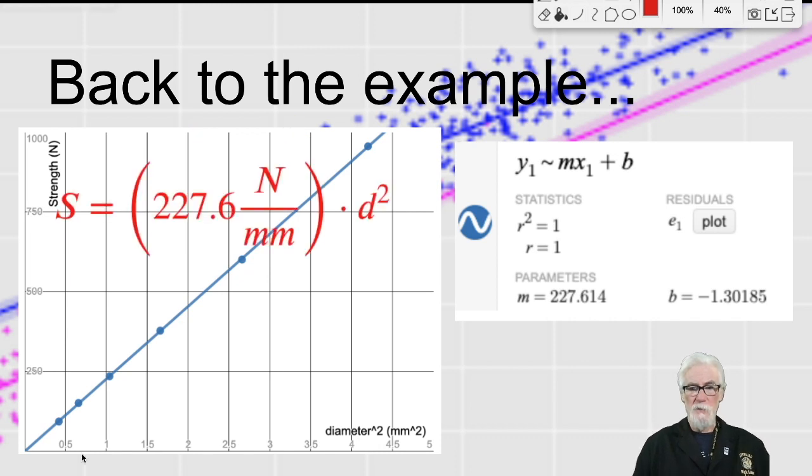And using the value that we get for the slope from the regression analysis, now we actually have a predictive tool. Square any diameter of a wire, multiply by 226.6 newtons for every square millimeter, and you will get the strength of that wire in newtons.